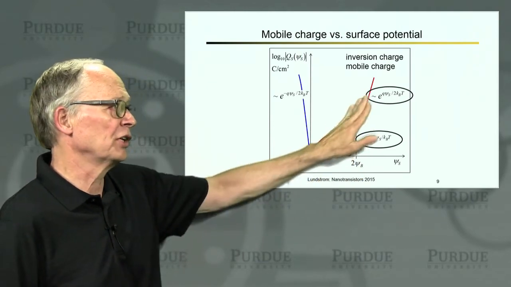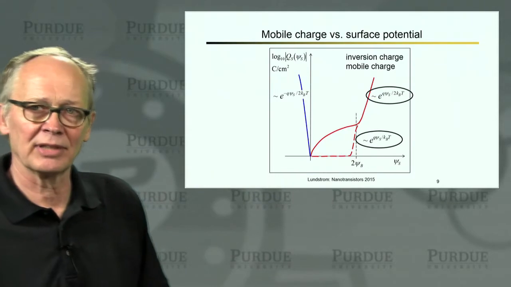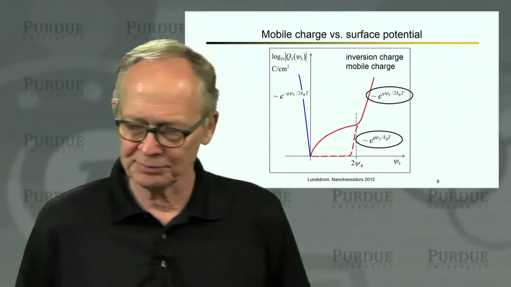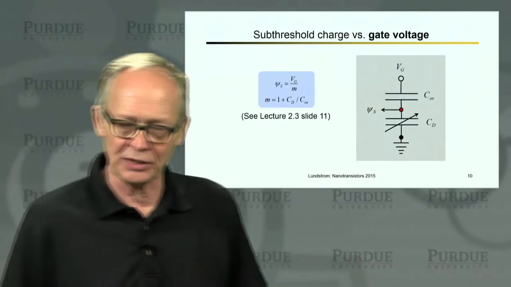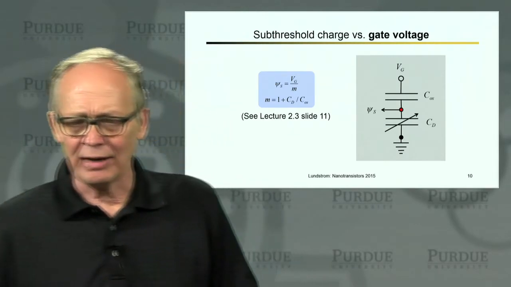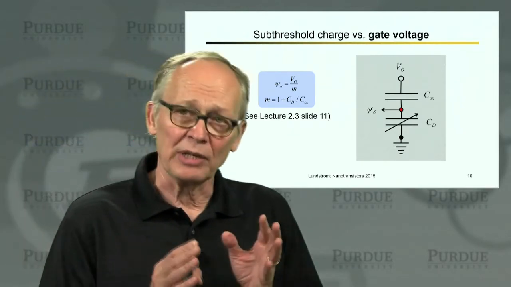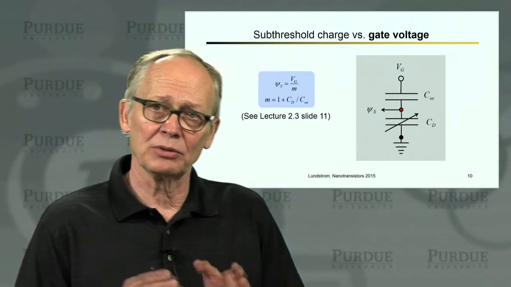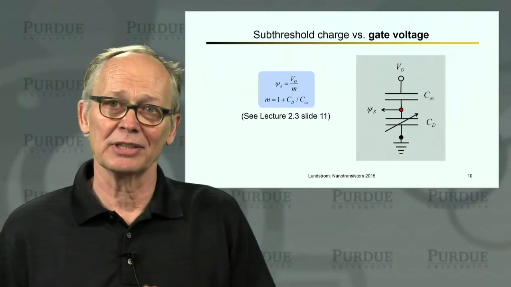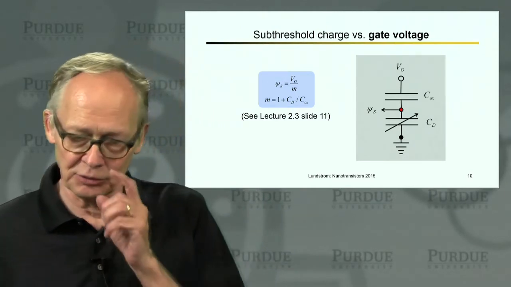Above threshold, the charge is dominated by the numbers of electrons in that inversion layer. In both cases, it goes exponentially. All right, now we want to relate these charges above threshold and below threshold to the gate voltage, because the gate voltage is what we can control.